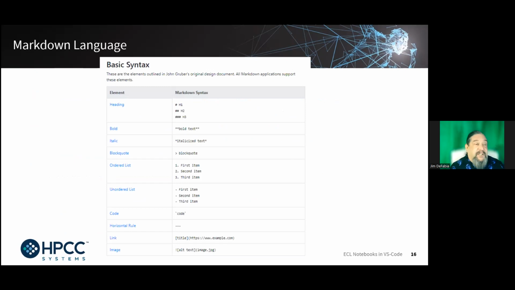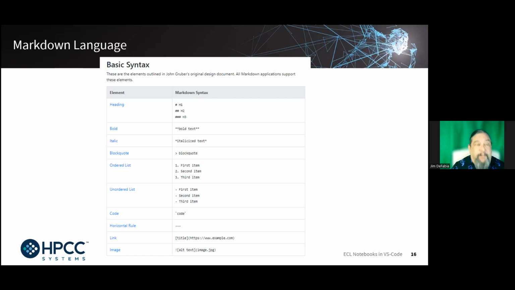Now here's some basic syntax. You'll see there are 3 levels of headings. You have a heading 1, a heading 2, and a heading 3. And those are created by adding a hash symbol before the text. So you would put a hash and then a space and then type the title of your section.